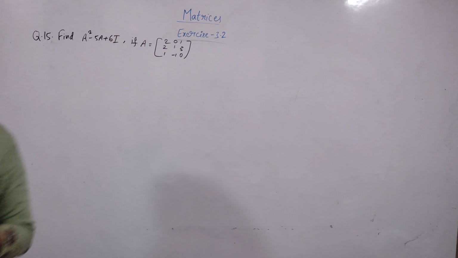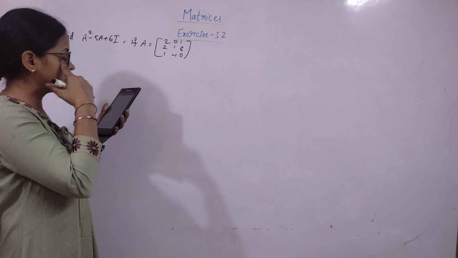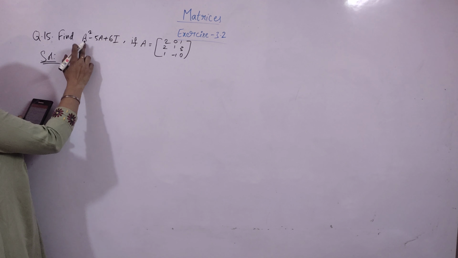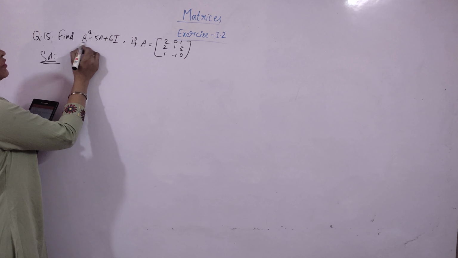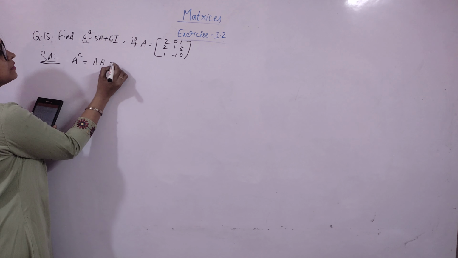Okay, so this is the given matrix, [2 0 1; 2 1 3; 1 -1 0]. So let us solve this type of question. Write the given A value. What we need to find first is A squared, no? So write A squared equal to A into A.